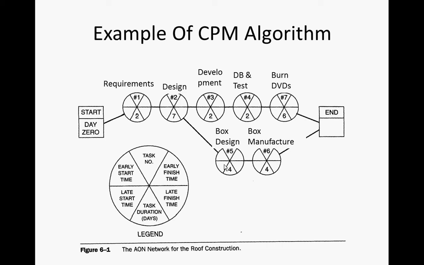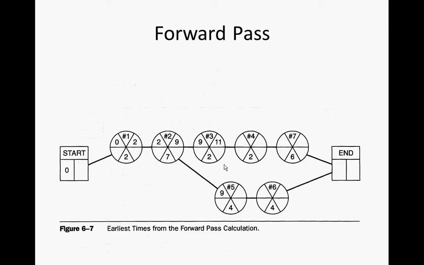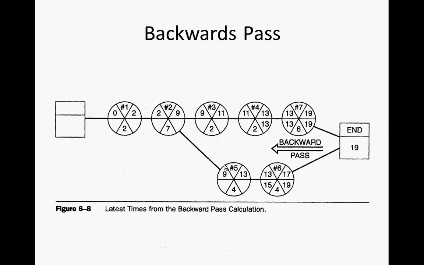Let's put it this way. A delay of a single day on this lower path will delay the whole project. A delay of a single day on these nodes here, will they delay the project? No. We have this float there. We have slack. We have latitude. We have wiggle room. You can put it in any number of different ways. It's going to come up to the same thing.